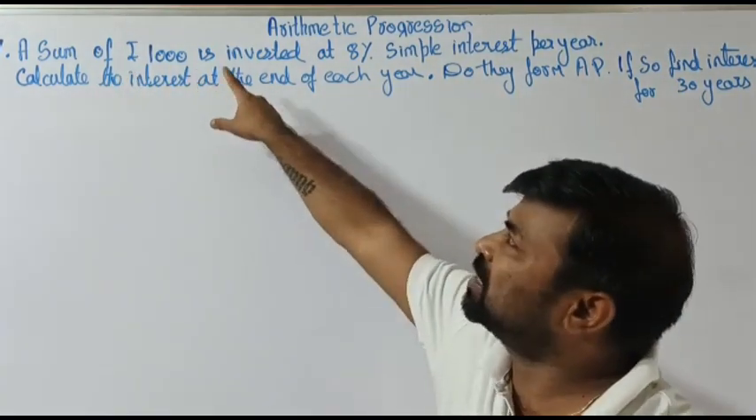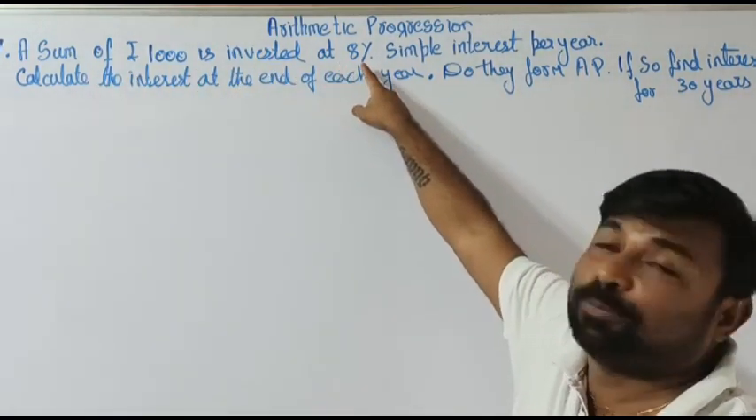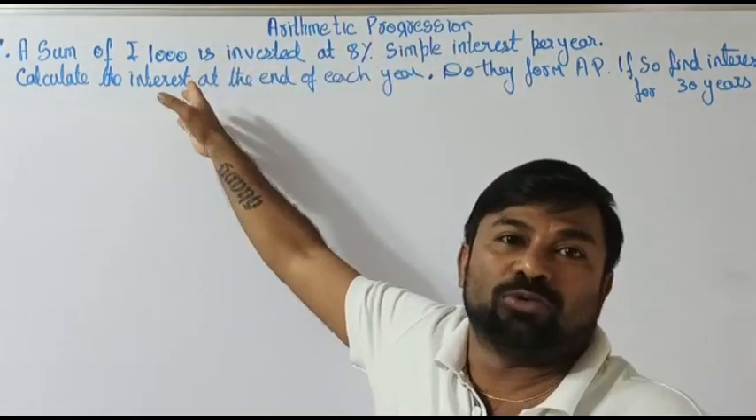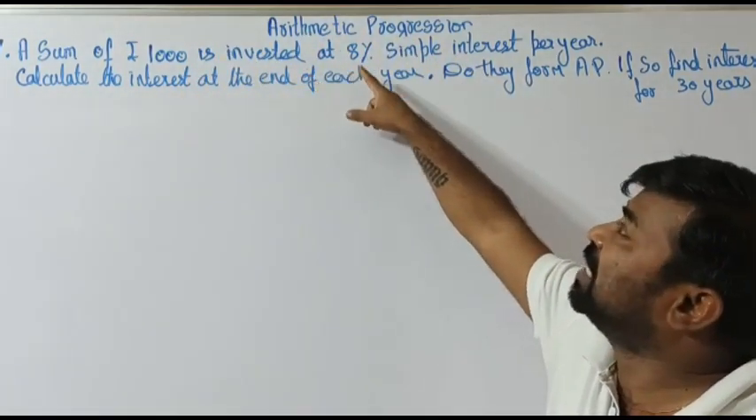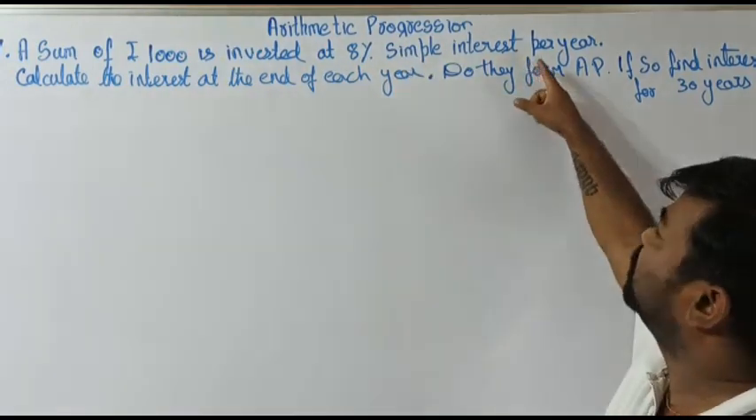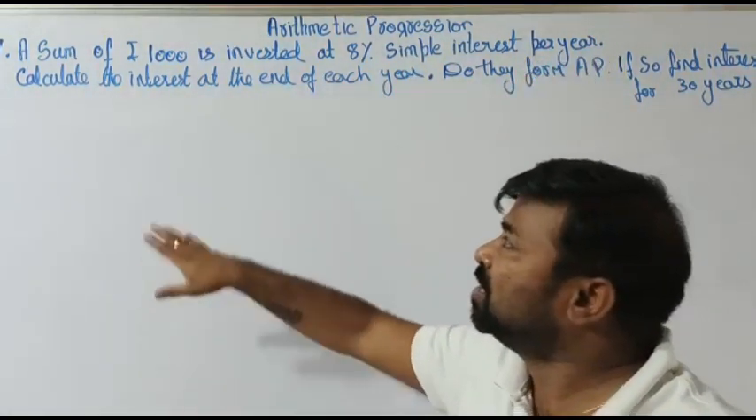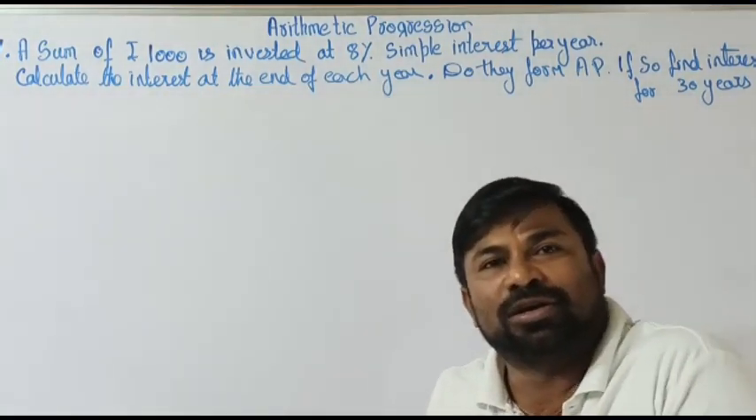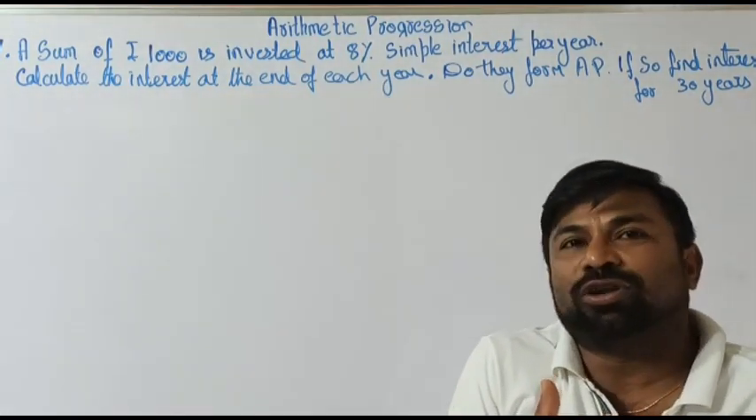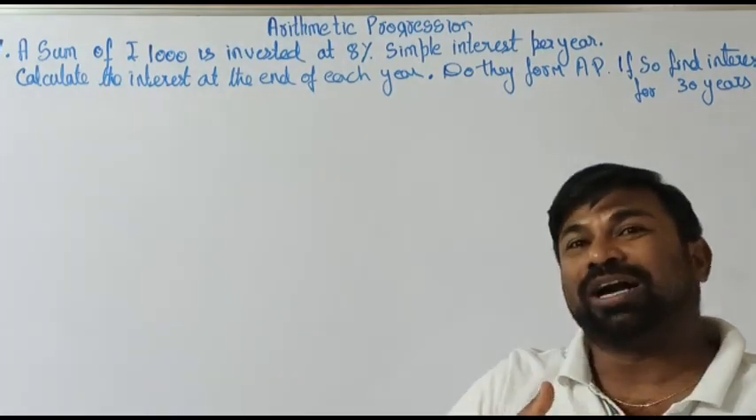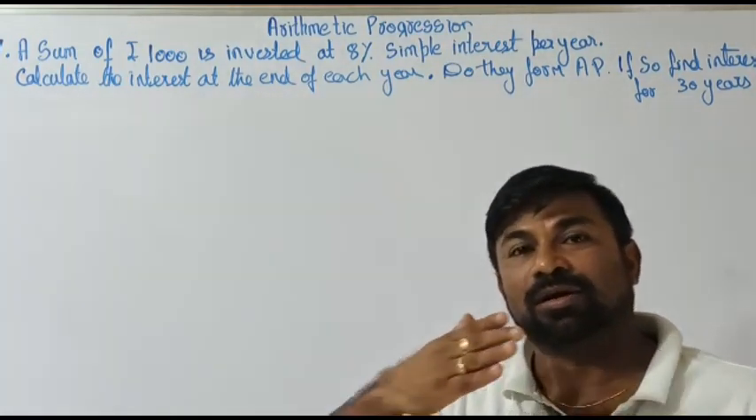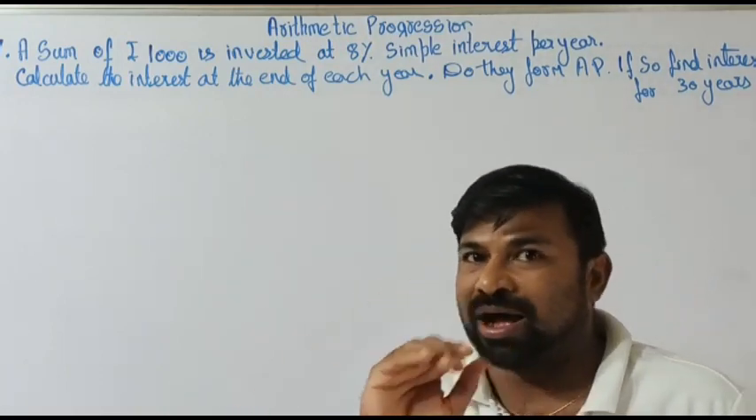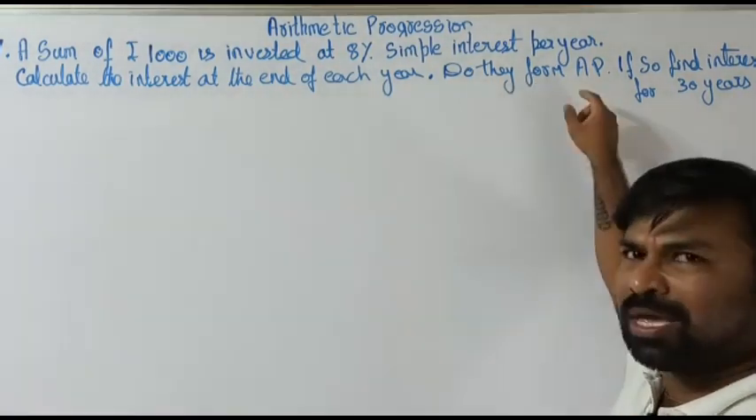A sum of rupees 1000 is invested at 8% simple interest per year. Now, calculate the interest at the end of each year. What is the interest for the 1st year? What is the interest for the second year? What is the interest at the end of the third year? And so on. Fine. And do they form an AP?